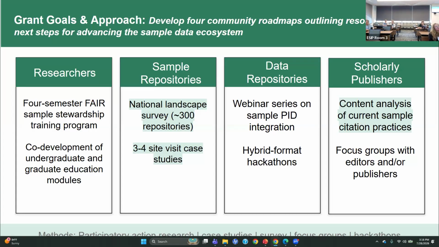And then finally, with scholarly publishers, this is one of the most underdeveloped spaces in that rat's nest diagram. And so we're doing some initial analysis to look at where persistent identifiers and identifiers in general are showing up in scholarly publications, and what the implications are for how we get publishers to better support sample persistent identifiers, and how we communicate that to researchers who are the authors of these publications. And so to that end, we'll also be doing some focus groups with editors and publishers.